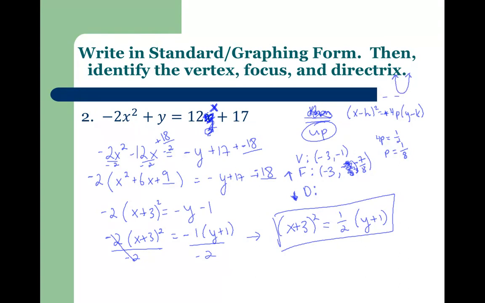And then I'm going to be going down to get to the directrix. So it's going to be a horizontal line, so it's going to be y equals, right? It's only affecting y. And that would be the -9/8, wouldn't it? -1 minus 1/8 is going to be -9/8.